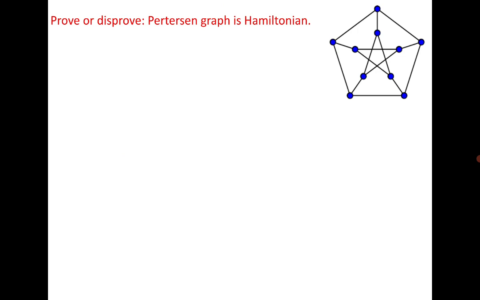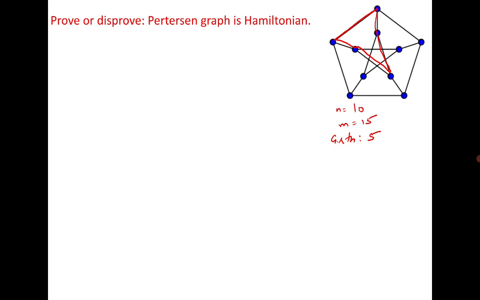Prove or disprove: the Petersen graph is Hamiltonian. I have already drawn the Petersen graph. Now first see some properties of the Petersen graph. The first one is it has 10 vertices. The other one is it has 15 edges. And the last one is the concept of girth. Girth means the length of the smallest cycle in the graph, which is 5. For example, there. So you can try by yourself that the girth of the Petersen graph is 5.